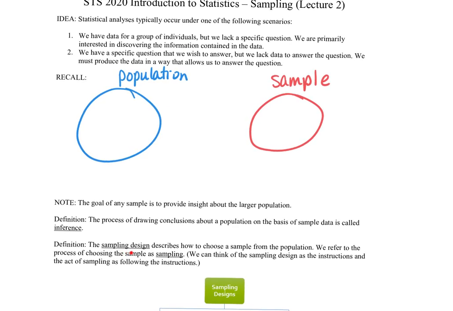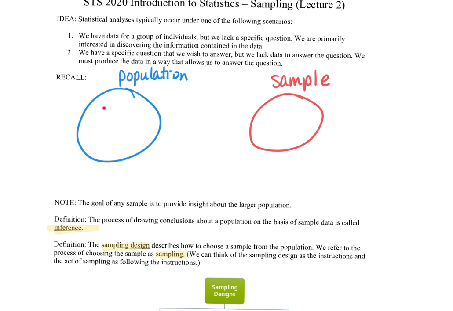And the sampling design describes how to choose a sample from the population. In other words, we refer to the process of choosing the sample as sampling. We can think of the sampling design as the instructions and the act of sampling as following the instructions.